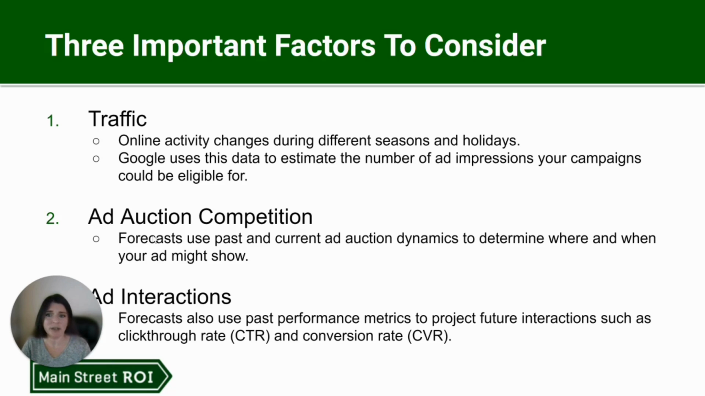Your ad auction competition, of course, the past and current ad auction data that Google has for your account will be applied here in its projections, and it can determine where and when your ads might show based on the competition that you've had historically in your auction insights. And the ad interactions. Google will use the past performance metrics of your campaign to provide future interactions like click-through rates and conversion rates. So it is really important to have a good chunk of data that Google can use to give you more accurate projections.